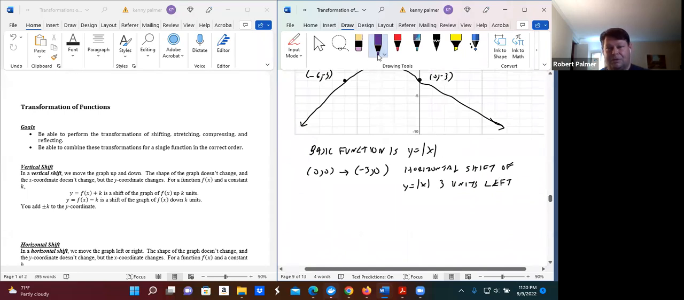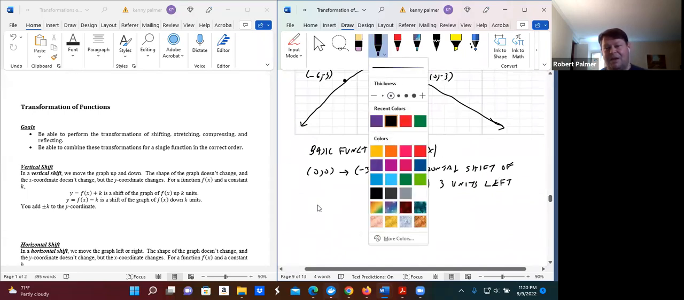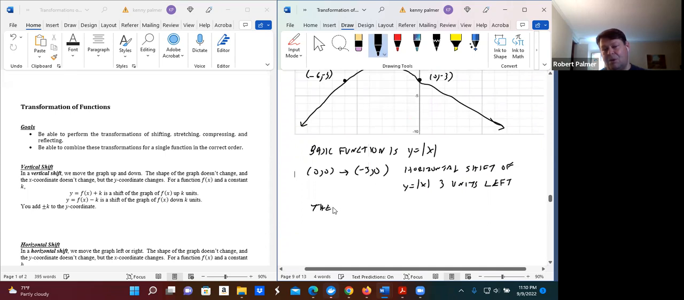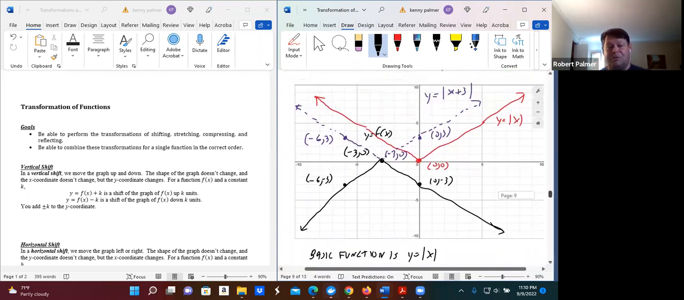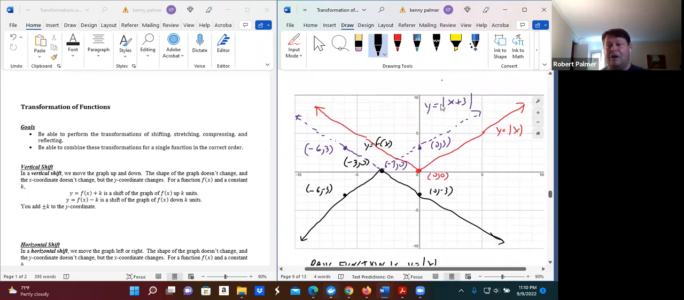Let's go back to black. I'll say down here: reflection through the x-axis, or a vertical reflection. If you remember, a vertical reflection multiplies the function out front by a negative. And so this graph is y equals negative absolute value of x plus 3.